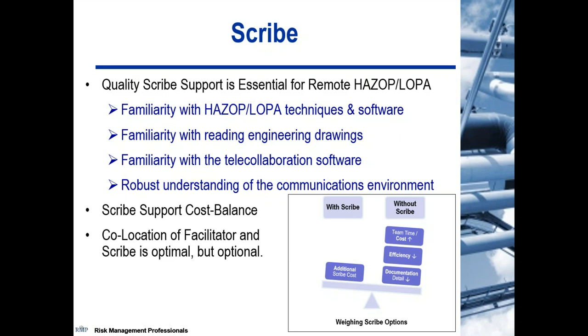Also, familiarity with reading engineering drawings. As you're going through, it's very helpful when the scribe can look at an engineering drawing, identify a tag number and a P&ID number, and put all that information within each scenario. That allows the facilitator more time to focus on team discussions. Also important are familiarity with telecollaboration software and a robust understanding of the communications environment.